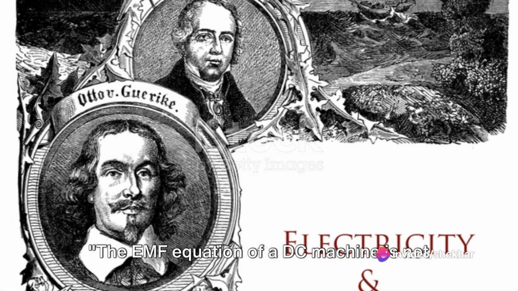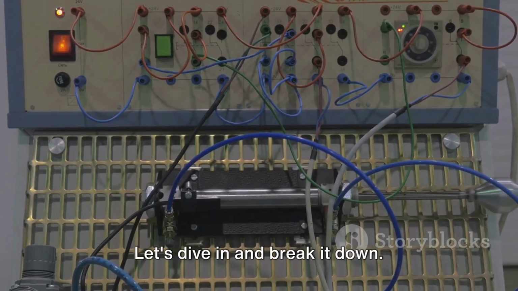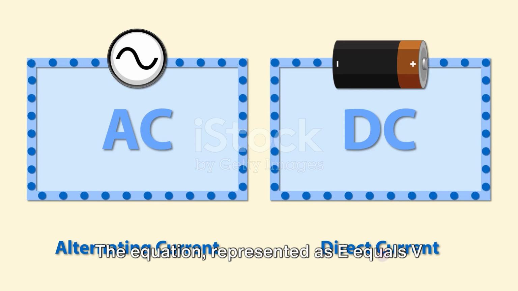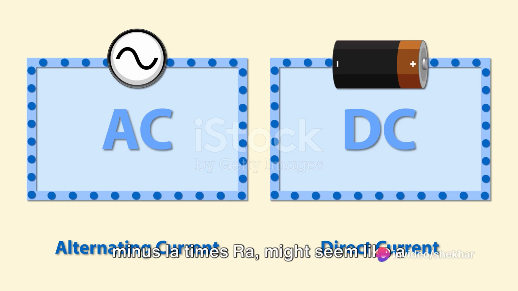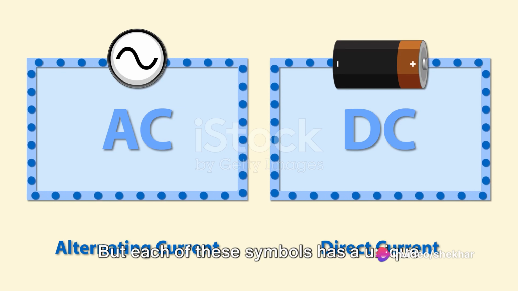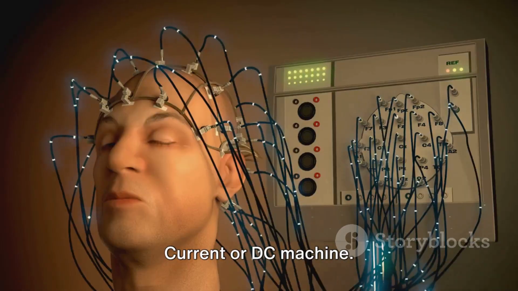The EMF equation of a DC machine is not as complex as it seems. Let's dive in and break it down. The equation, represented as E = V - Ia × Ra, might seem like a jumble of letters at first, but each of these symbols has a unique significance in the operation of a direct current or DC machine.